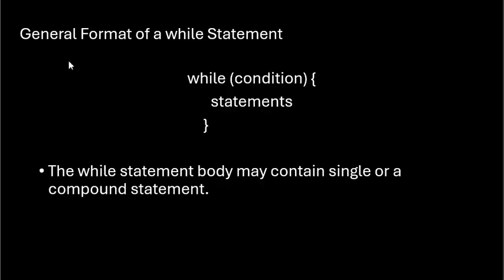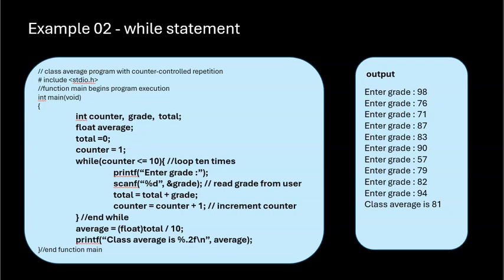Now let's see the general format of a while statement. Here we have while, then inside the brackets we have the condition. Then we have the statement. The while statement body may contain a single or a compound statement. Now we have another example of a while statement. Here we calculate the average of a class.